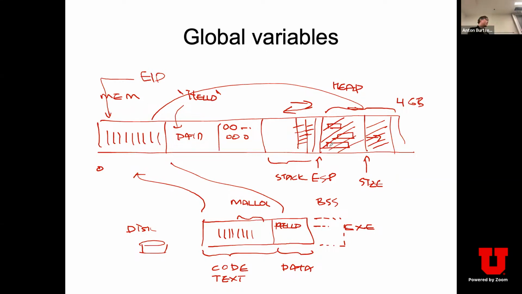So just an overview. What's important for today's discussion is that we have these three regions of memory. We have global variables, we have the stack, and we have the heap, right?